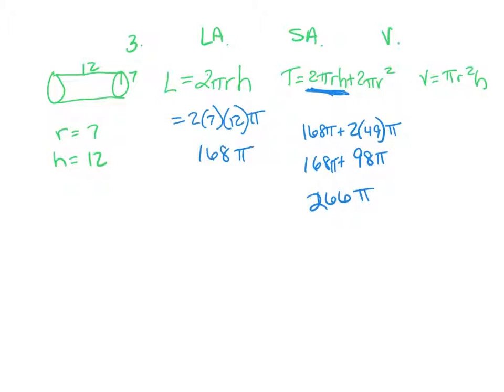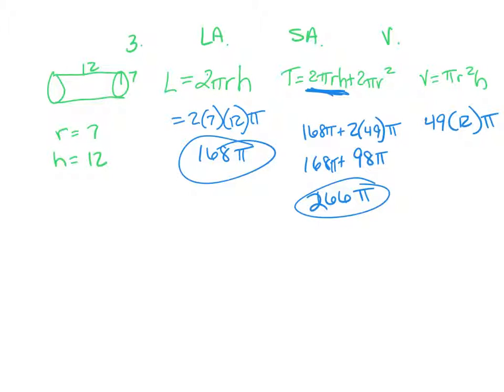And now we have volume, and that's going to be the r squared again, which is 49 times 12, and we put the pi at the end. And so volume is going to be, what's 49 times 12? 588 pi.